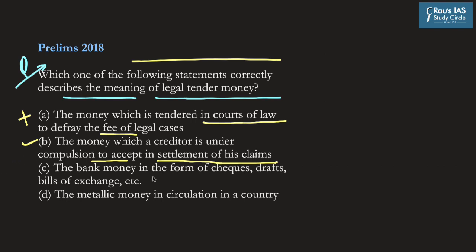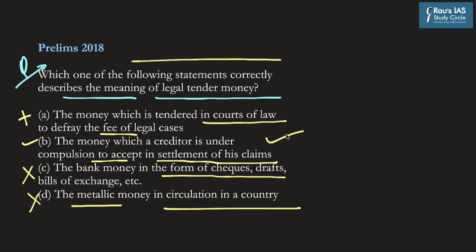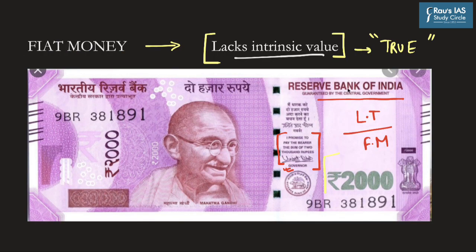C. The bank money in the form of checks, drafts, bills of exchange, etc. No. D. The metallic money in circulation in a country. No. So here the correct answer becomes B. That is the money which a creditor is under compulsion to accept in settlement of their claims. And that's why this is also referred to as legal tender money, as the guarantee has been given by the central bank, duly signed by the RBI governor.